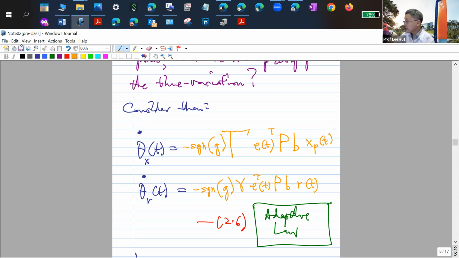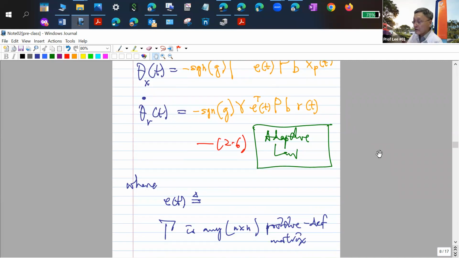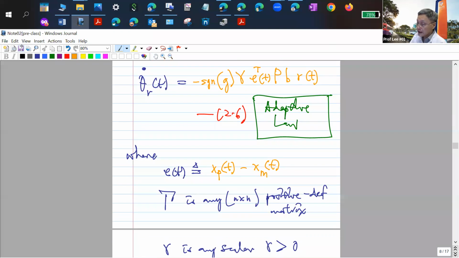But I need to say more. First of all, the whole vector of tracking errors is generated from E equals your measurable set of state variables minus XM. XM is from the reference model that you generate. So you generate the reference model, so you know all the state variables in XM. And gamma is, as I said, an n by n symmetric positive definite matrix.